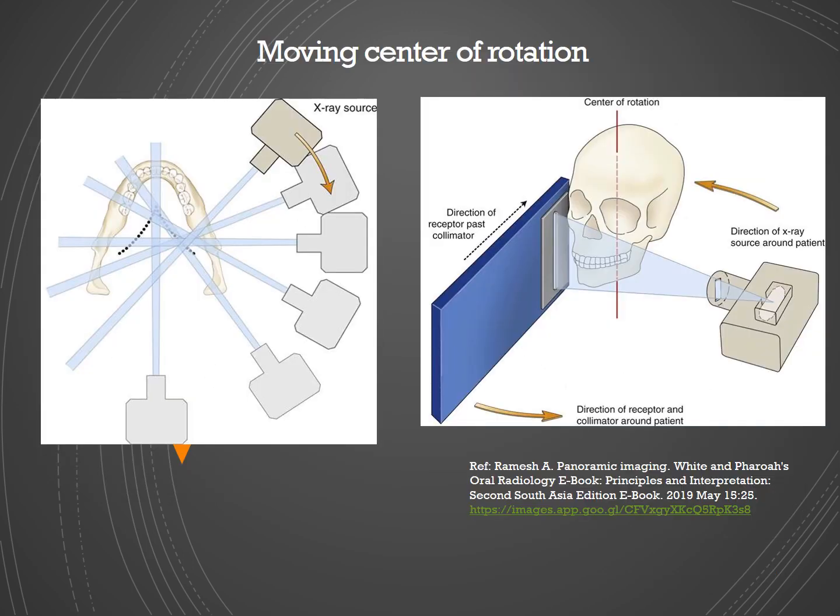So that's what I'm talking about. The X-ray machine moves around the jaw. You have multiple centers of rotation along which the X-ray source moves and the image is captured. So it's a moving center of rotation. So this again helps you understand that the direction of the X-ray source around the patient and the direction of the receptor are actually either clockwise or anti-clockwise, and they move reciprocally together at the same speed.